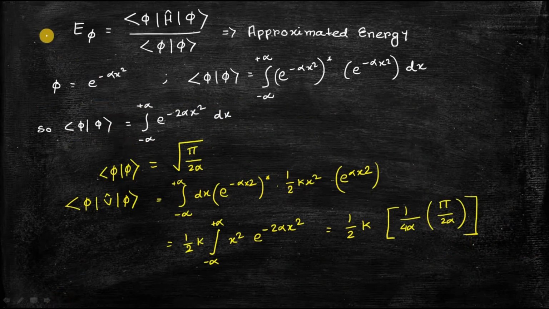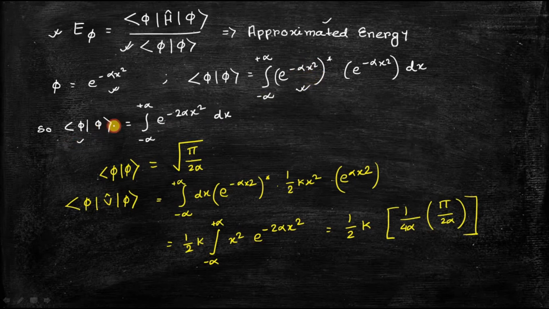Now you can see that E alpha, the expectation value of the energy for that system, or we could also say the approximated energy for that system, will look like this. Our wave function phi is equal to e to the power minus alpha x square. At first we have to determine this normalization integral, which looks like this. This is the complex conjugate part, but as this function is real, its complex conjugate will be the same thing.